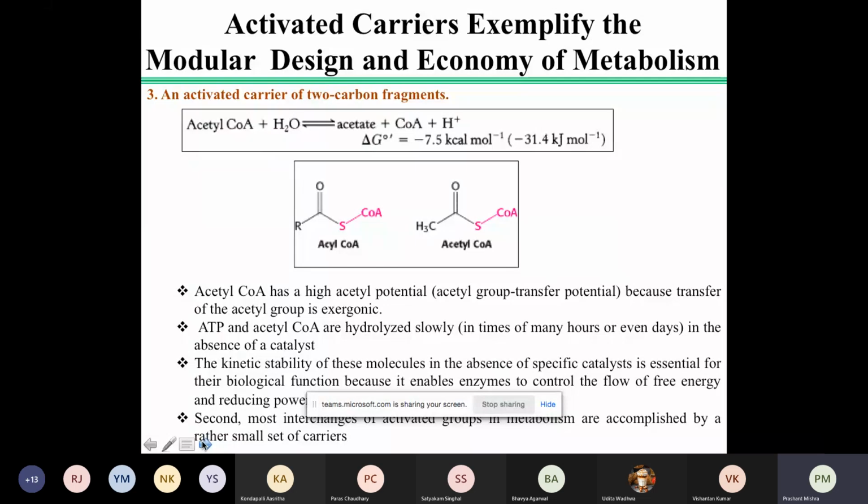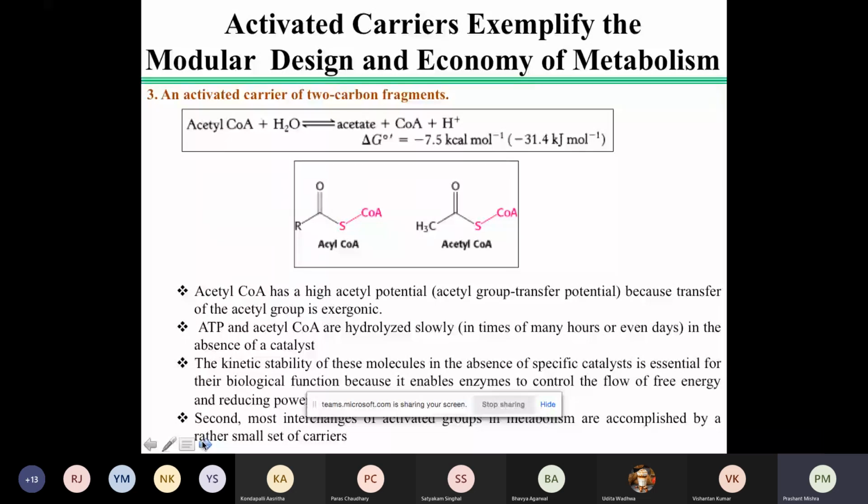So you have seen acetyl CoA is a very important compound for your metabolic process, and it is synthesized carrying high energy, and this high energy will be utilized when the acetyl group is transferred. Then coenzyme A is liberated. So it has high acetyl group transfer potential.